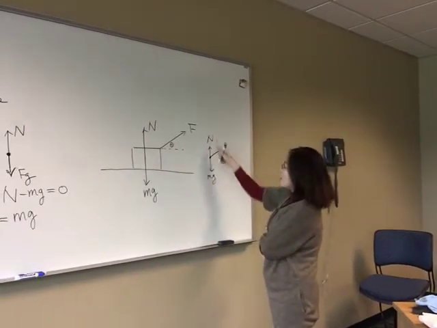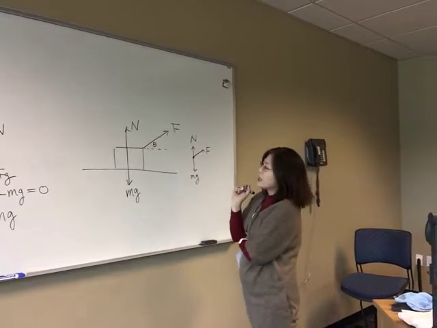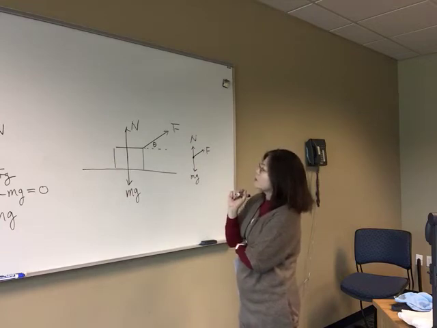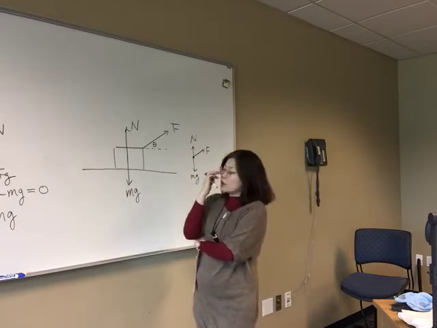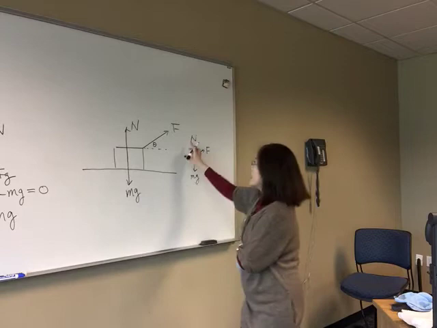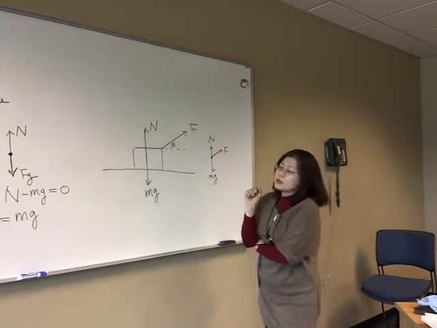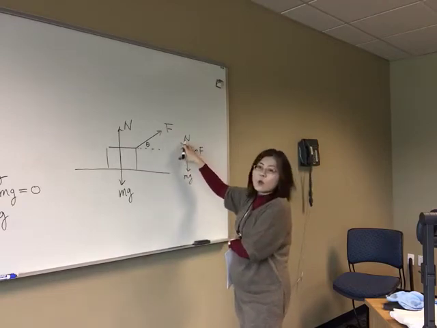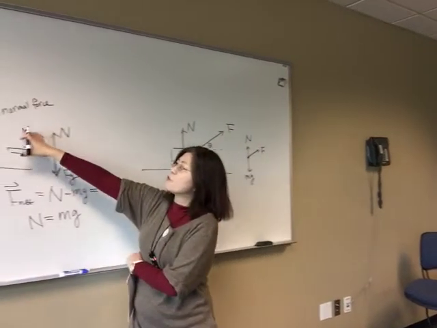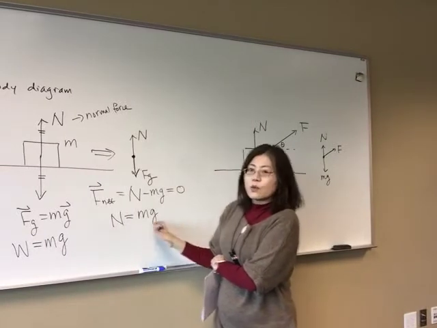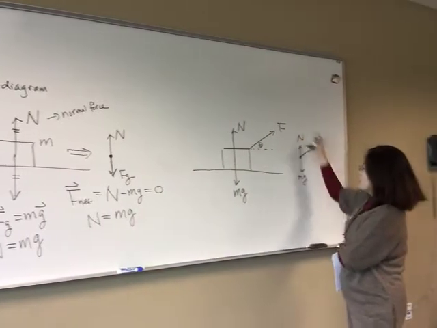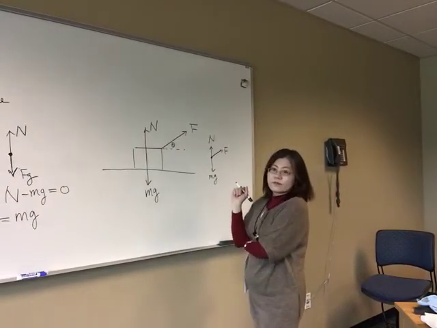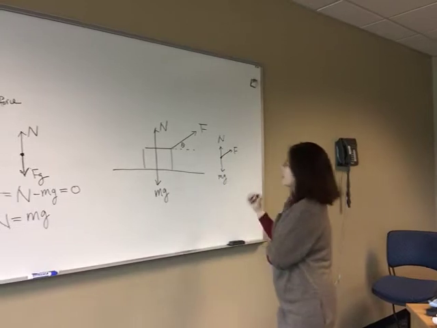Now, based on our free body diagram, we need to utilize Newton's second law to find the magnitude of the normal force. My question to you is, with this kind of external force in place, would this normal force be the same normal force as before, which is just mg? Would this N also equal mg, given that now we have an external force pointing in that direction? So let's find out, okay?